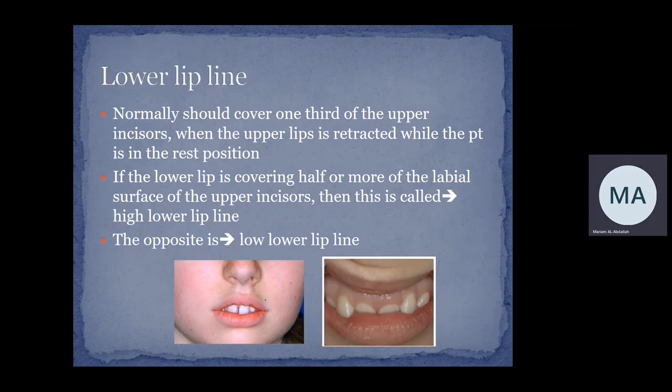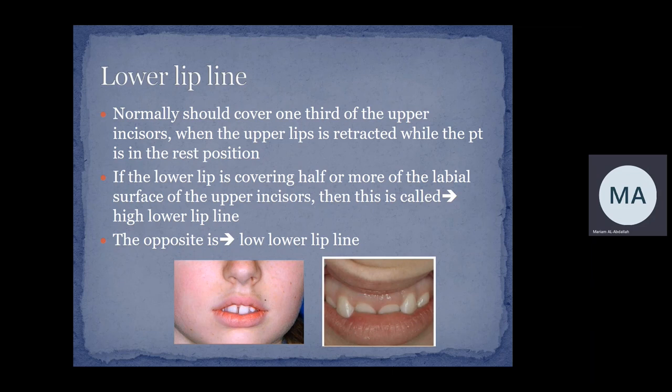The lower lip line is assessed when the patient is again in the upright position, natural head position, and you ask the patient to rest his lips and you lift up the upper lip slightly and you look to the lower lip and how much it covers the upper incisors. On average, the lower lip line should cover about 1/3 of the upper incisors at rest.